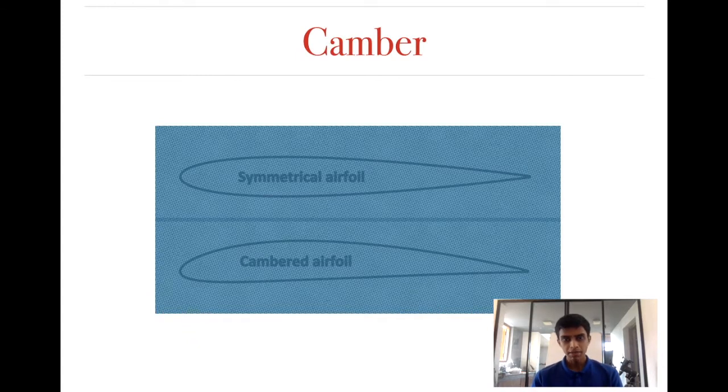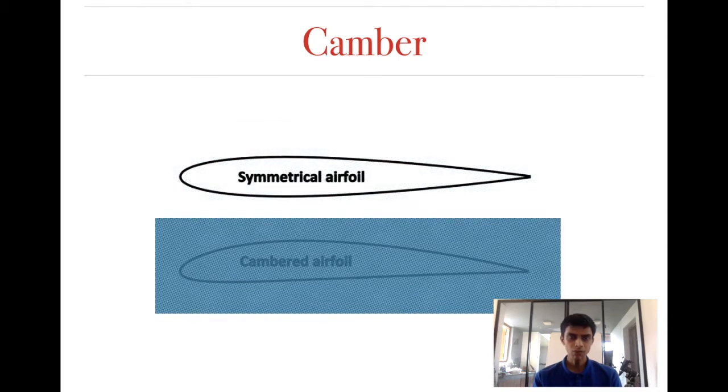Now, camber is basically a way of exhibiting the asymmetry of an aerofoil. So take a look. I have two aerofoils here. Let's take a look at the first aerofoil. If you draw the chord line, remember, the chord line is the line which joins the leading edge to the trailing edge, which will look something like this. You can see that the areas above and below the chord line are symmetrical. They are almost the same.